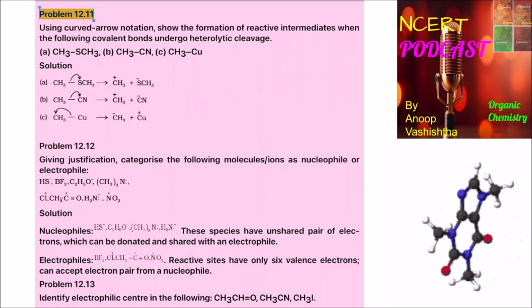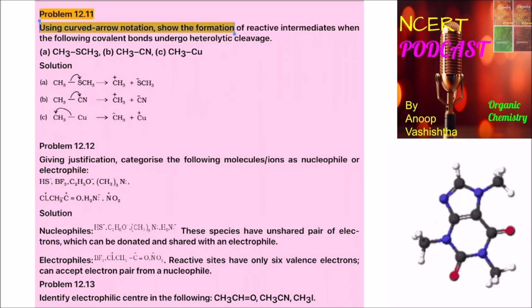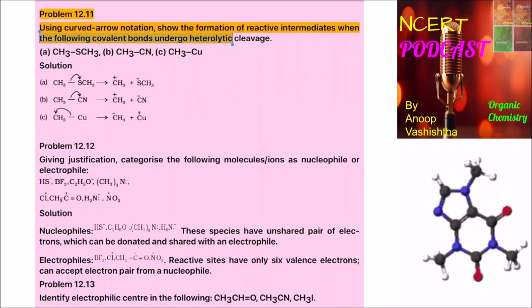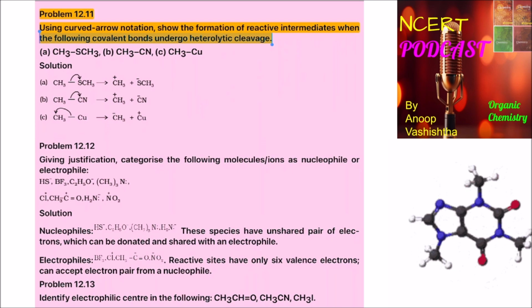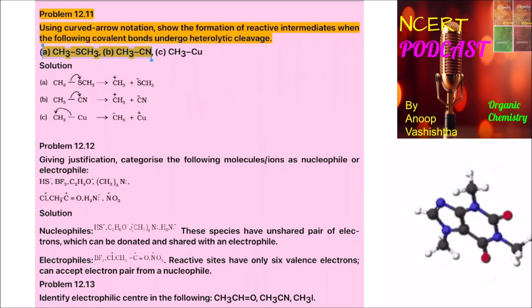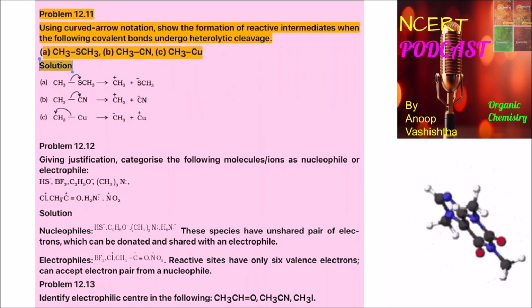Problem 12.11. Using curved arrow notation, show the formation of reactive intermediates when the following covalent bonds undergo heterolytic cleavage: A. CH3-SCH3, B. CH3-CN, C. CH3-Cu. Solution.